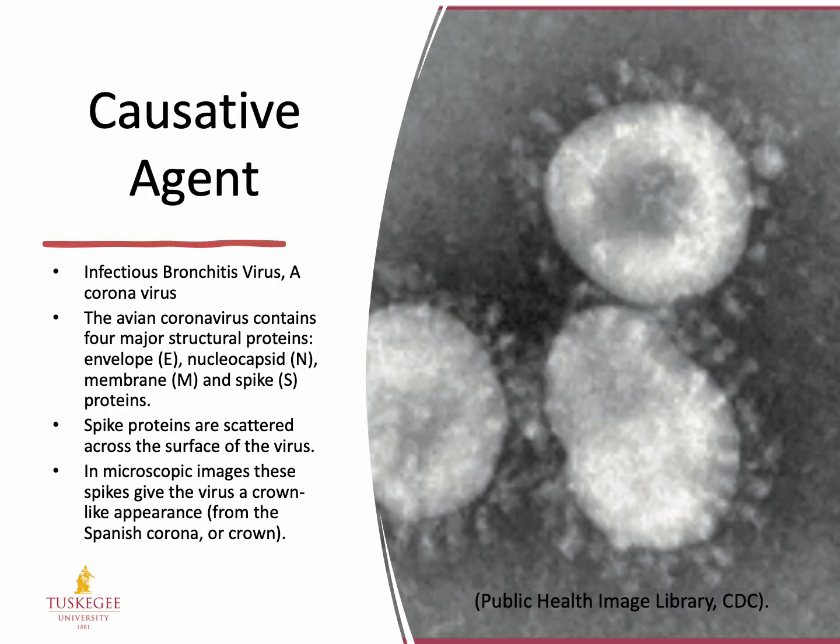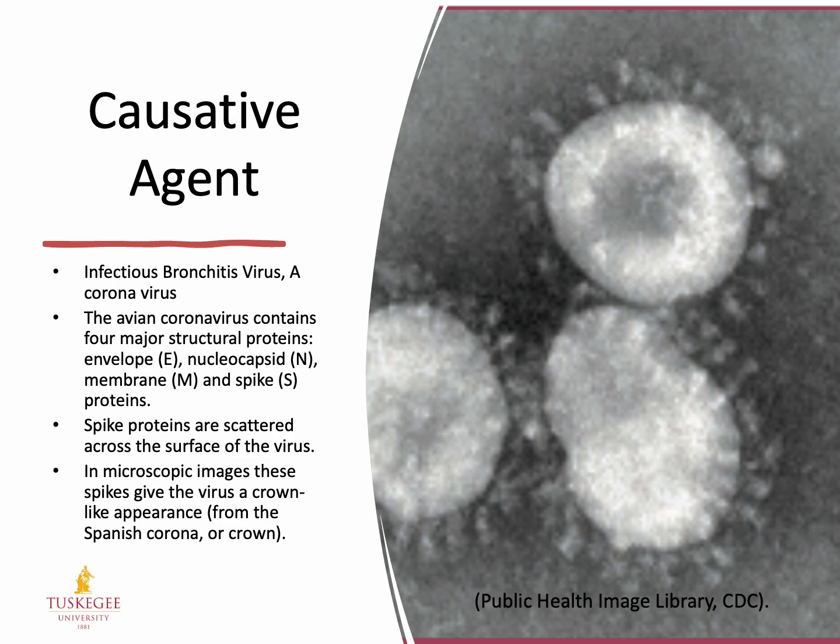So, like we said earlier, infectious bronchitis is a member of the coronavirus family, and the avian coronaviruses contain four major structural proteins: the envelope, the nucleocapsid, the membrane, and spike proteins. Spike proteins are scattered across the surface of the virus. It's very important for us to note that the spike proteins are actually what's responsible for why we have many variants or serotypes or strains of infectious bronchitis.